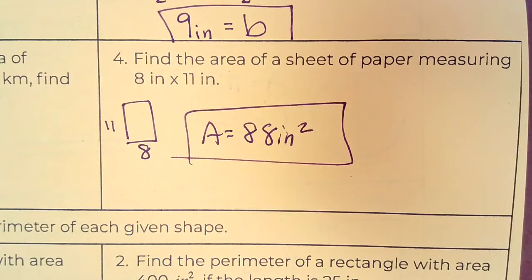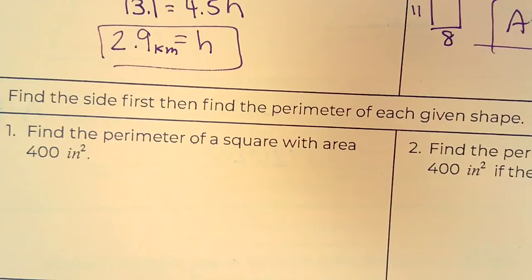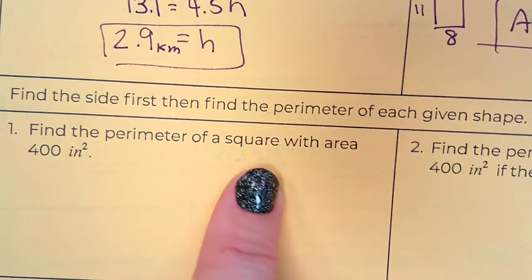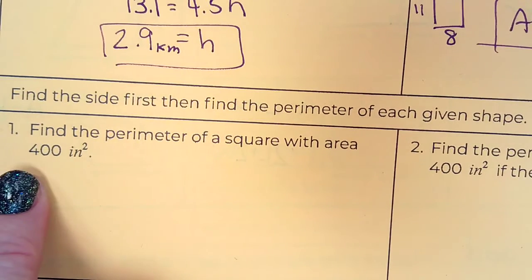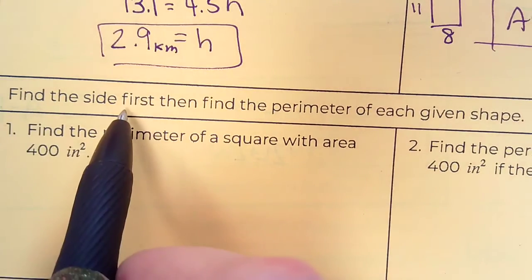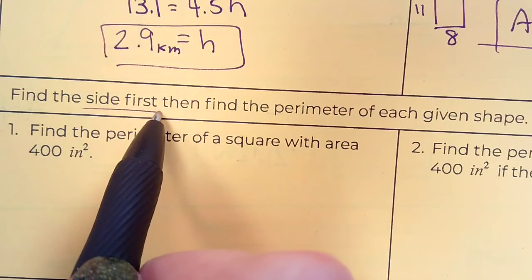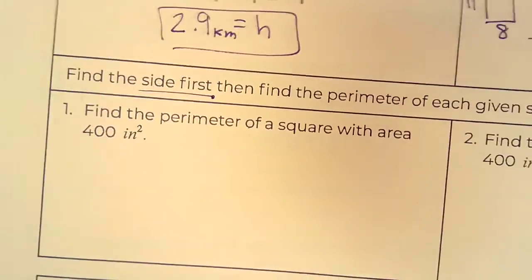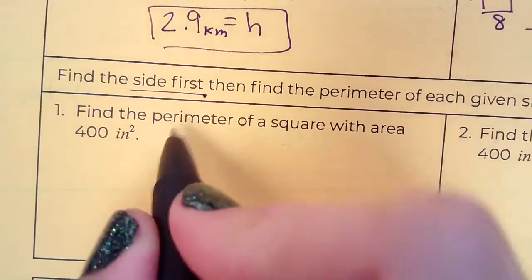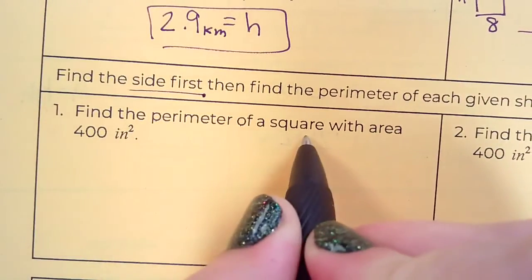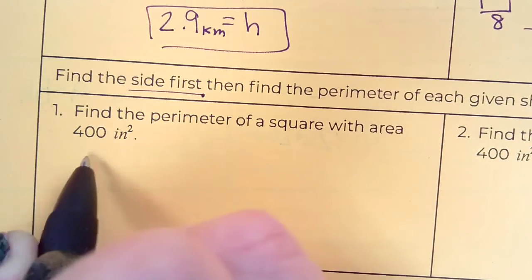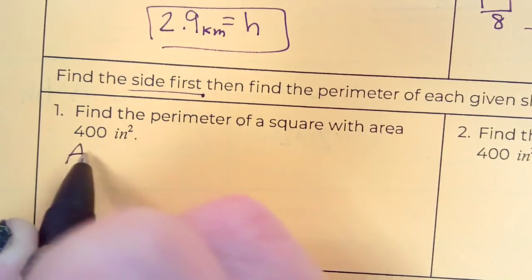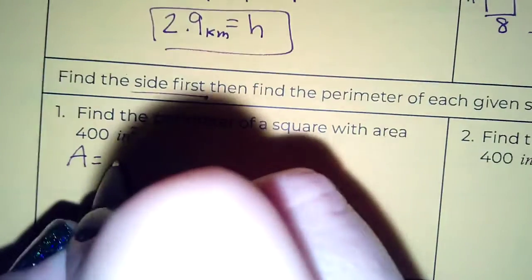All right, these next ones are two-steppers. So I'll read the problems first. It says find the perimeter of a square with an area of 400. So first we're going to find the side, then using that side find the perimeter. So let's do the area formula for a square. Area equals side squared.